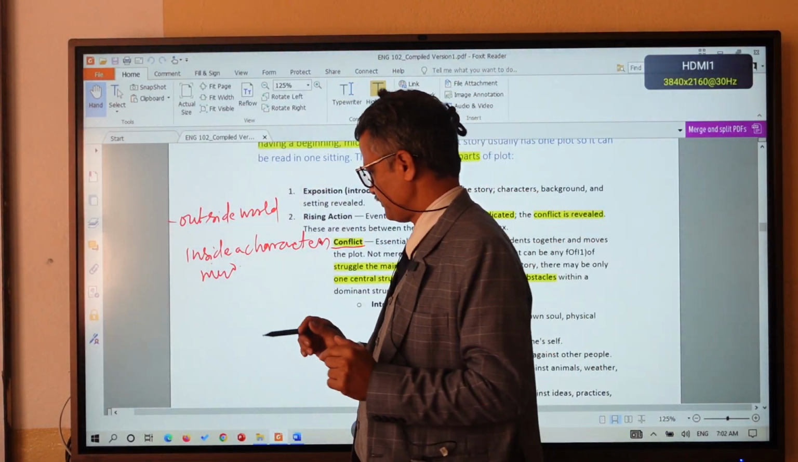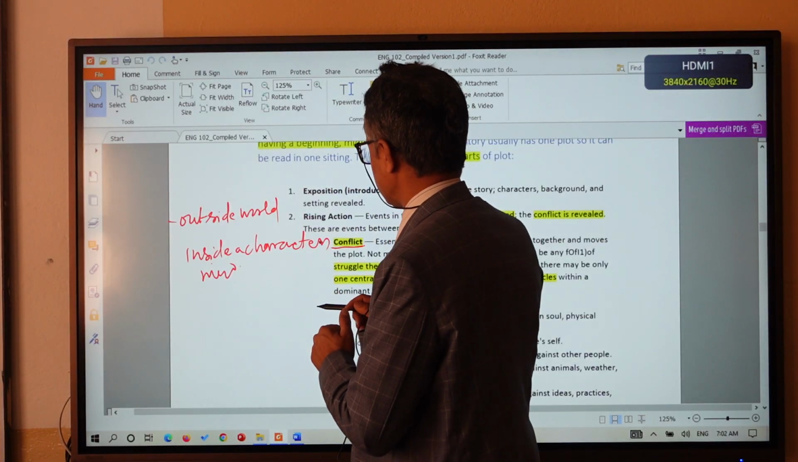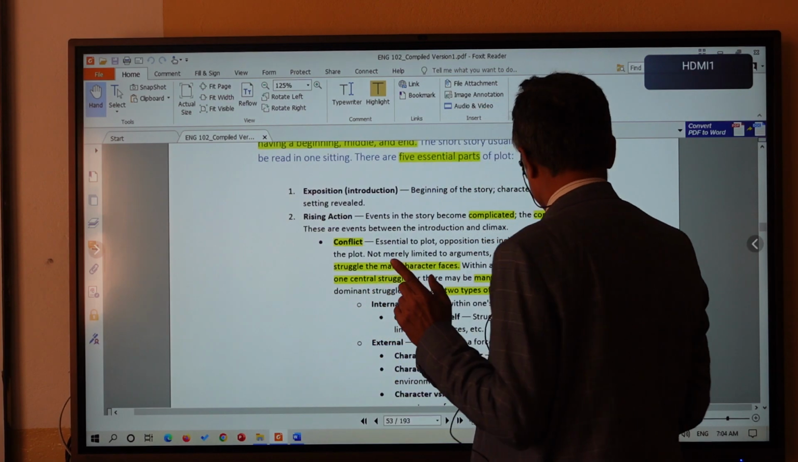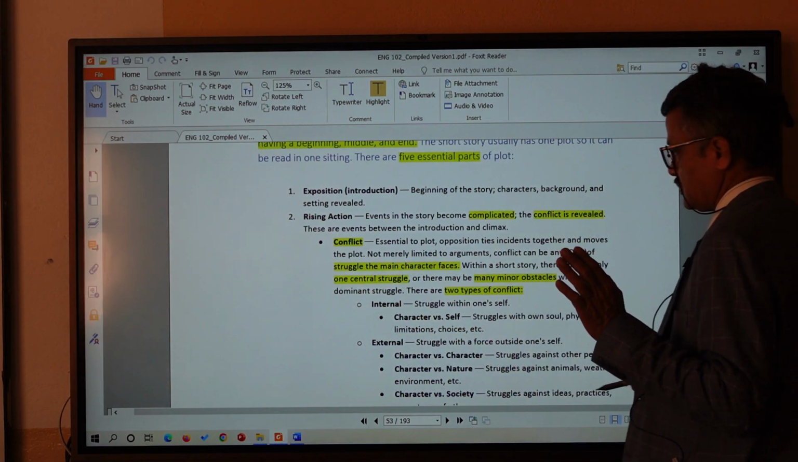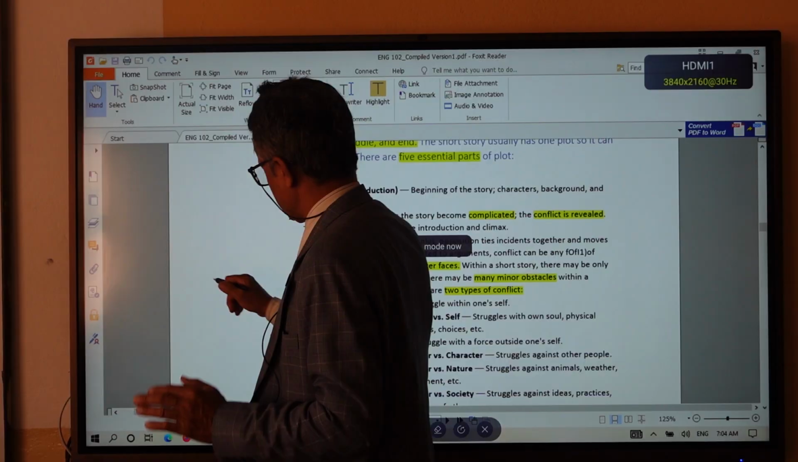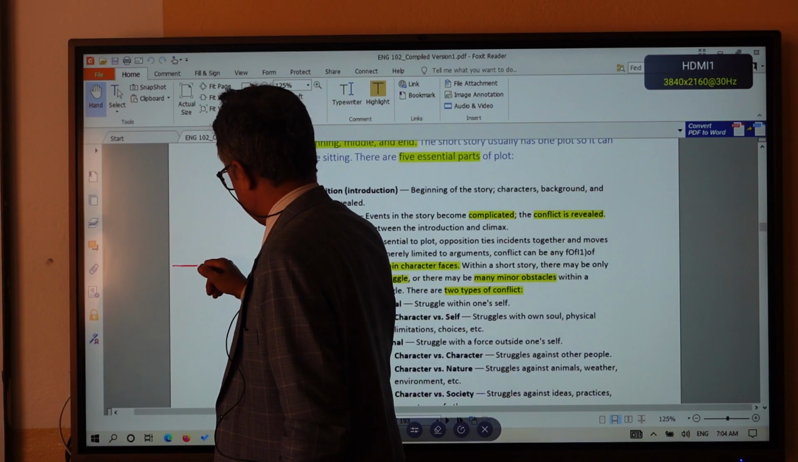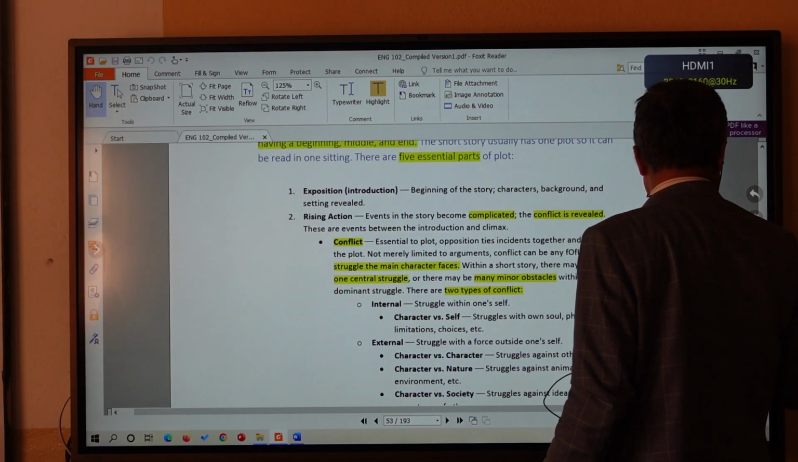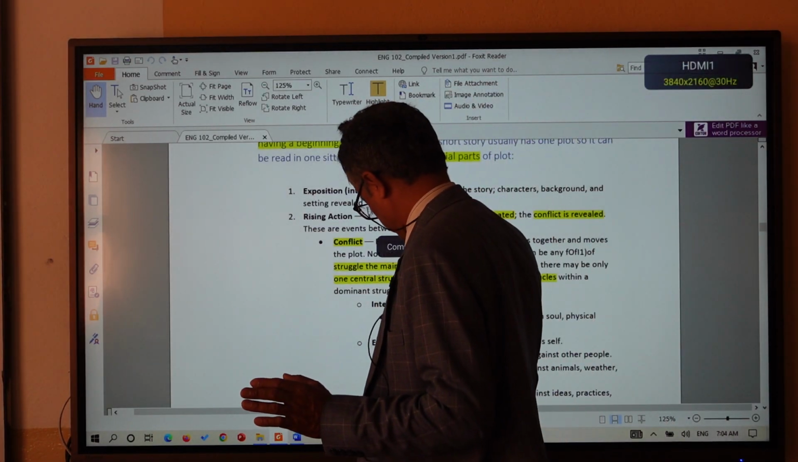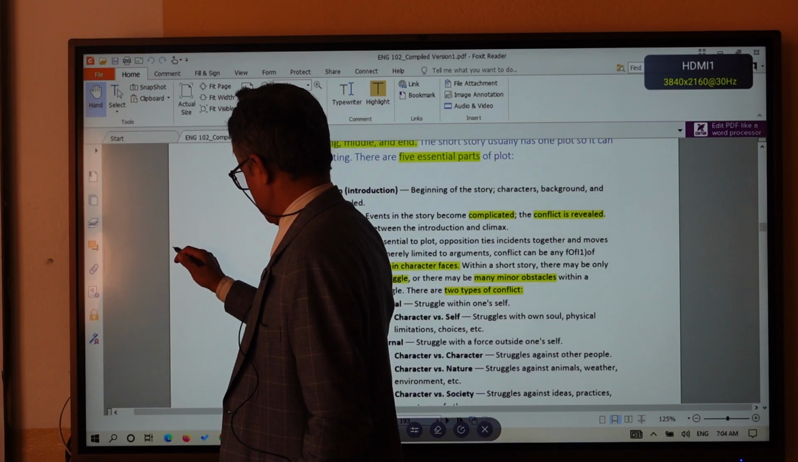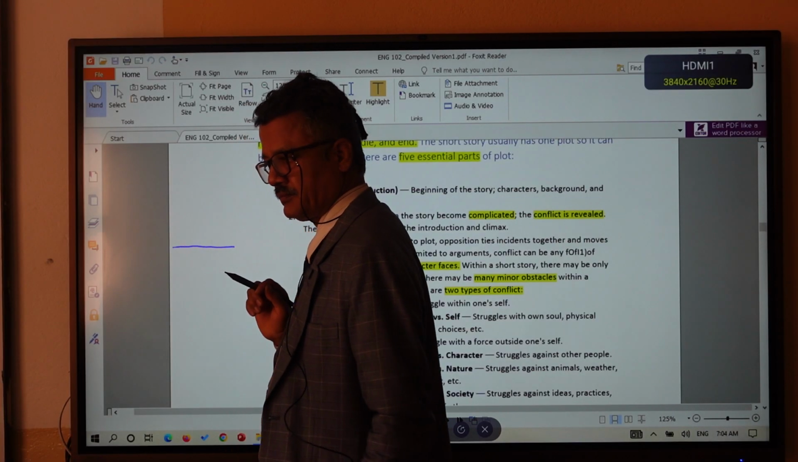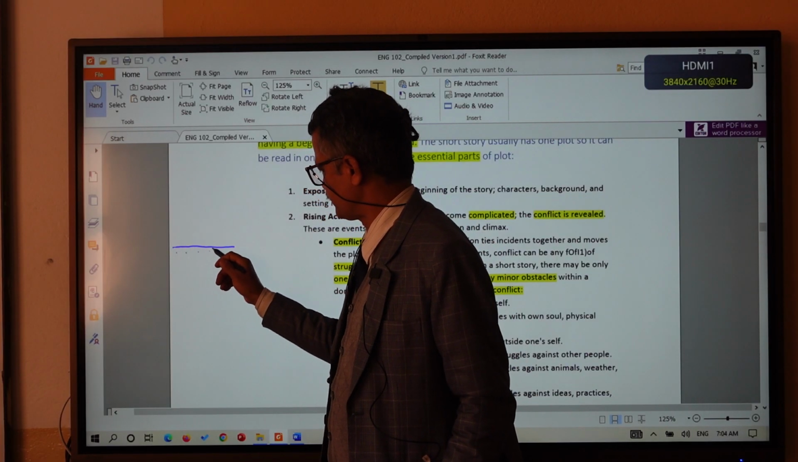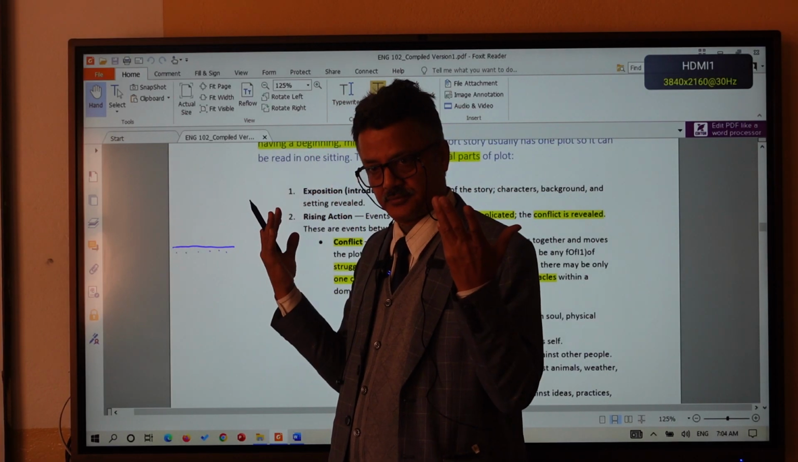For example, in this story, where does the rising action begin? Let me show you. The rising action begins when he leaves home. Let me use blue ink for that. He leaves home in a very normal way. And while he is running, he's thinking a lot.